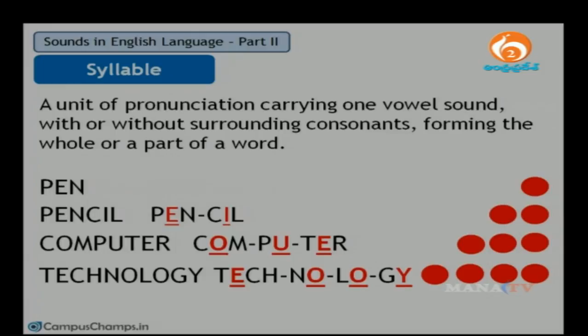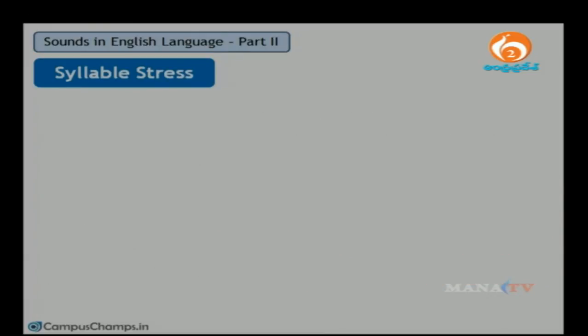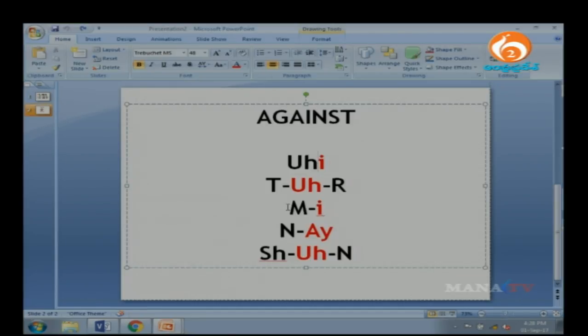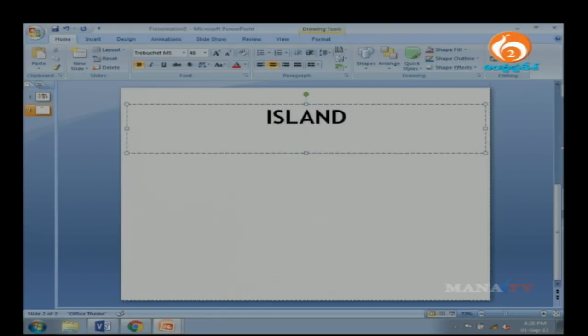Now, how do you identify how many syllables are there in a particular word? In order to do that, I gave you the example in my earlier demonstration here. For example, if I have the word island, how many syllables do I have? Island. If I have to break it into sounds, it's I, L, A, N, D. So I have vowel sound number 1, vowel sound number 2. Here the number of vowel sounds identified in red font equals the number of syllables.